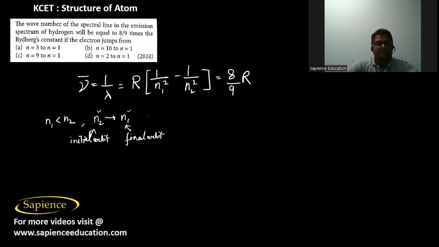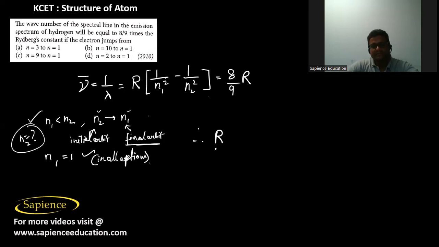And here in each of the options, the final orbit, that is n1, is given as 1 only in all the options. So therefore, if we take n1 as 1, we simply have to find n2. N2 we have to find, then only we will get the correct option.